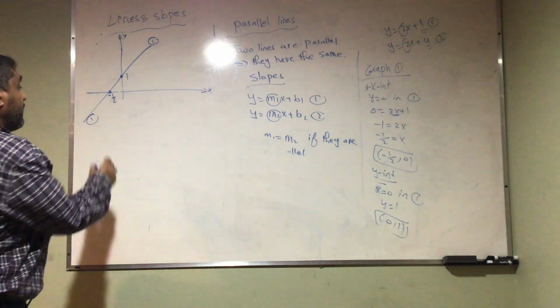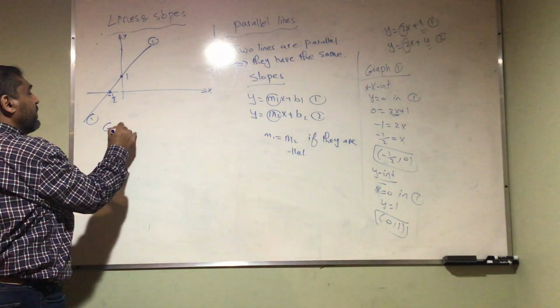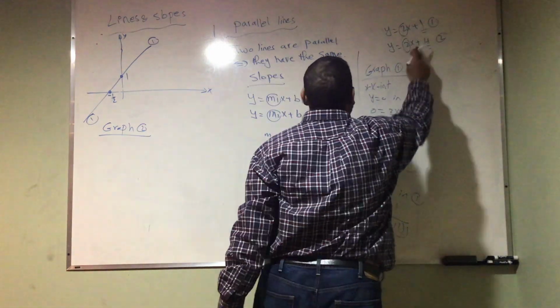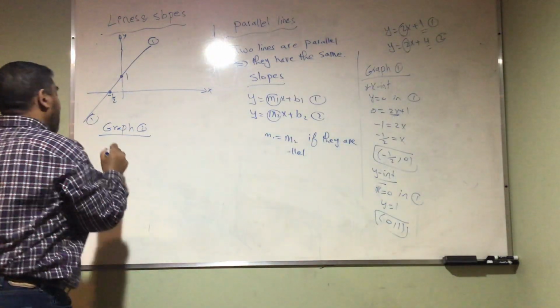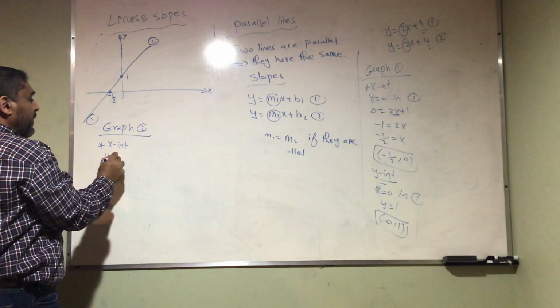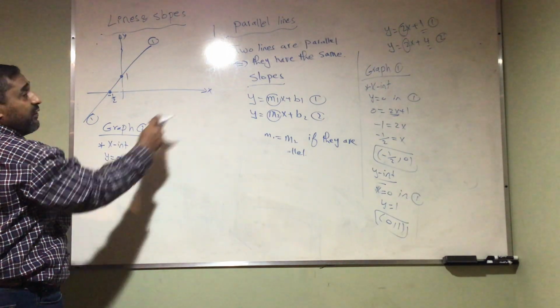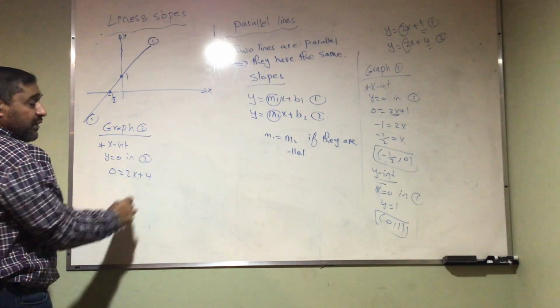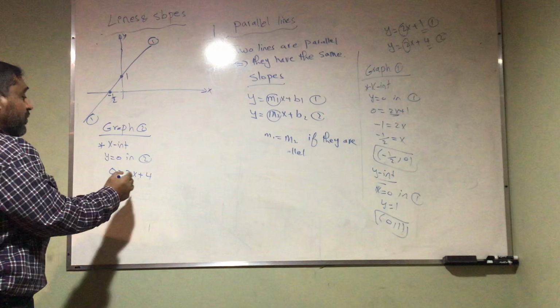Now, if I try to graph equation 2, guys, line 2, I need to graph this one here. I repeat the same. I need to get the x-intercept first. What is your x-intercept? I have to put y equals 0 in equation 2. If I put y equals 0, you get 0 equals 2x plus 4. I need to solve that for x.